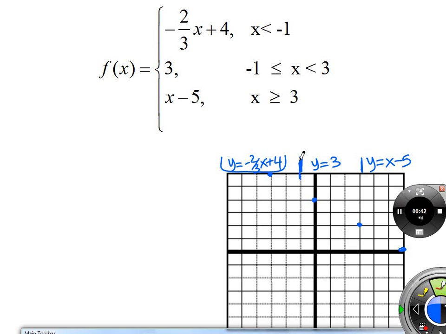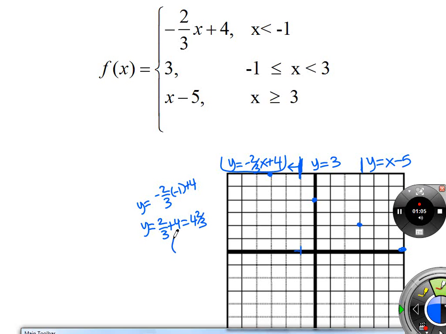But remember, this is my boundary right here, and I only want the line to be on that side. If it's difficult to see where the point would actually hit the boundary, plug in the point on the boundary. So I'm going to plug in -1 to that function: -2/3 times -1 plus 4. Then I get y equals 2/3 plus 4, which is 4 2/3.